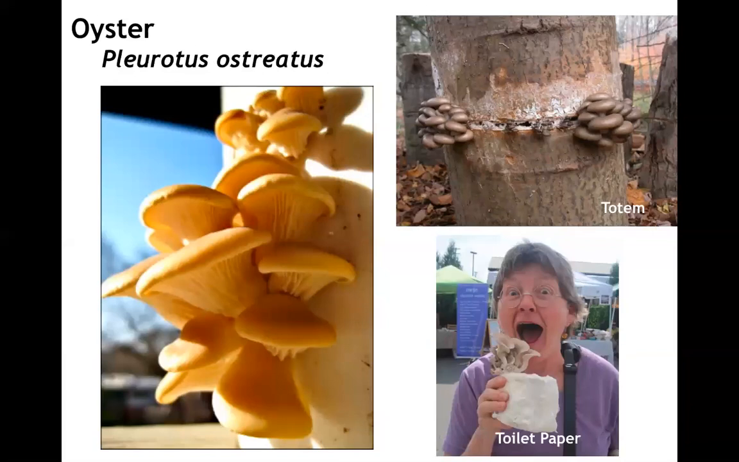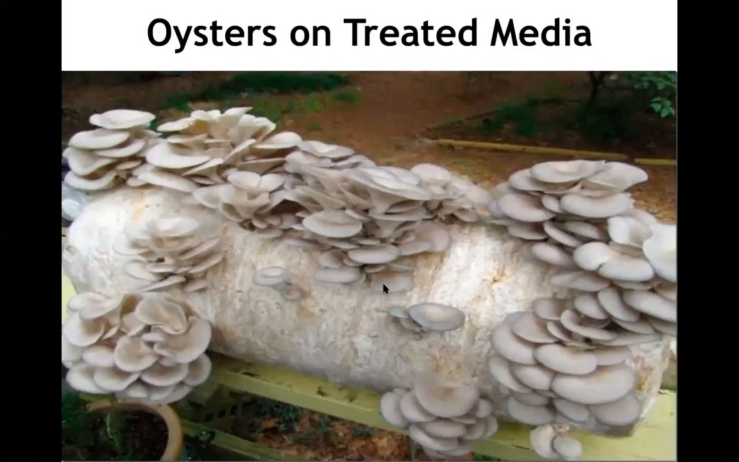We'll talk about growing oyster mushrooms, and if you decide to follow along with the kit, we'll even grow some, and they should fruit before the end of this course. We'll grow them on toilet paper, just as an example of what can be done. Here's oysters on treated media. In this case, this is on a straw log, a synthetic log.